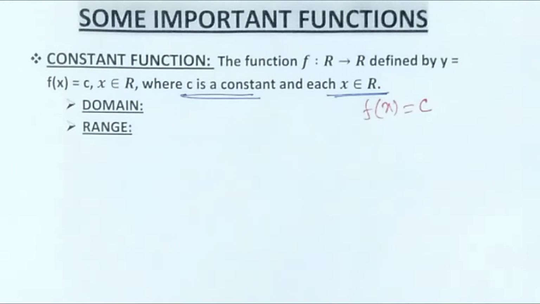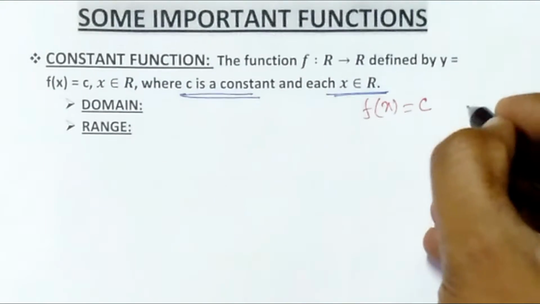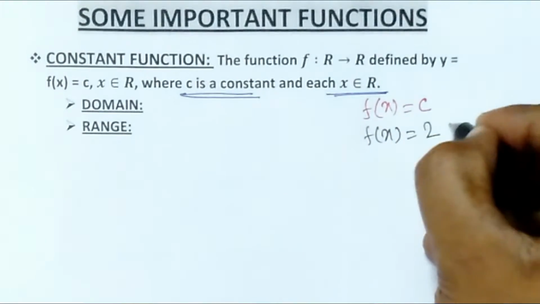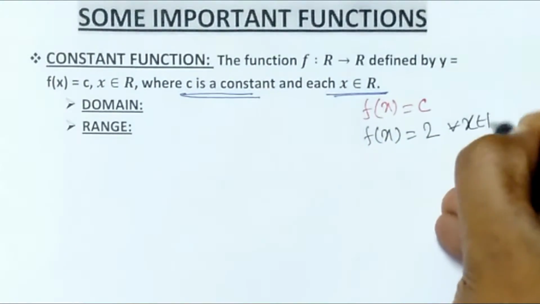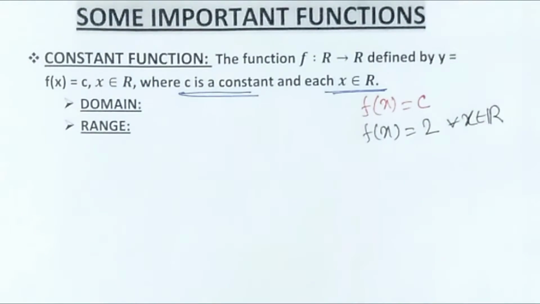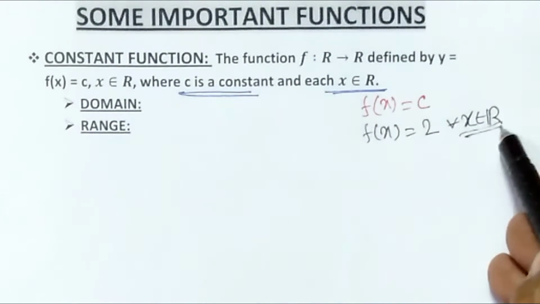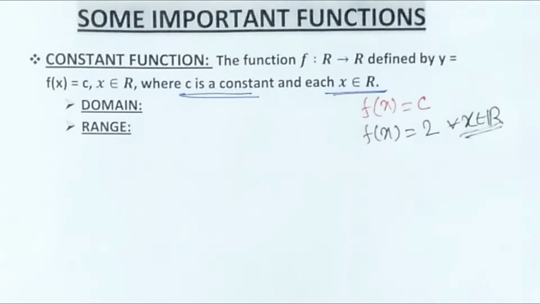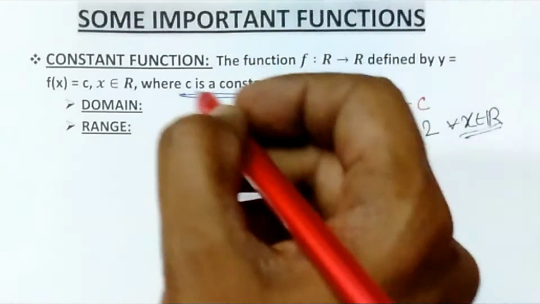where c is constant. For example, you may choose f of x equals 2 for all x belongs to real numbers. So for all the reals, if the function gives us the same value 2, then the function is known as a constant function. So what is the domain of this function?